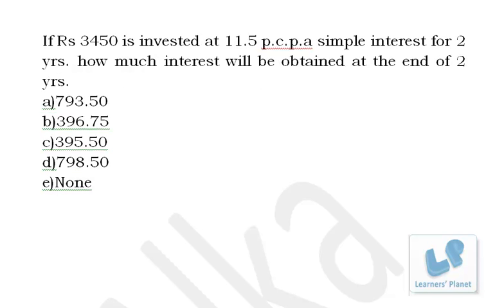Now if rupees 3450 is invested at 11.5% per annum simple interest for 2 years, how much interest will be obtained at the end of 2 years? Now 11.5% per annum, that means 23% for 2 years. So precisely what you have to do, you have to find out the 23% of 3450. So that's 34.50 into 23. That's the calculation that you have to do.